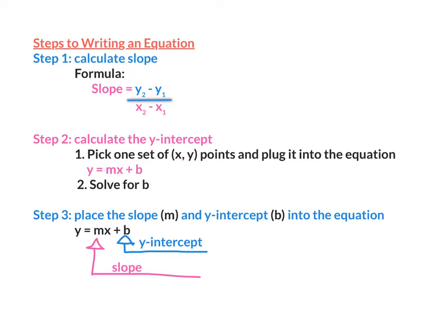Step 1, calculate the slope. The formula for slope is y sub 2 minus y sub 1 all over x sub 2 minus x sub 1. Step 2, calculate the y-intercept. Pick one set of coordinates, x, y points, and plug it into the equation y equals mx plus b. Solve for b. Step 3, place the slope, which is m, and the y-intercept, which is b, into the equation y equals mx plus b.